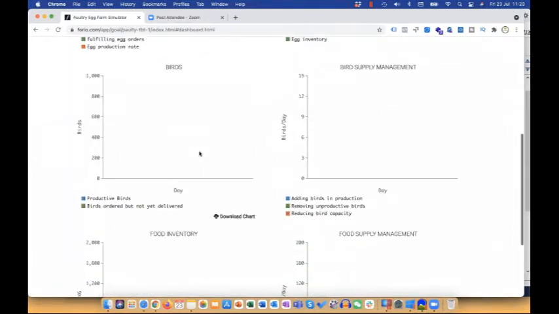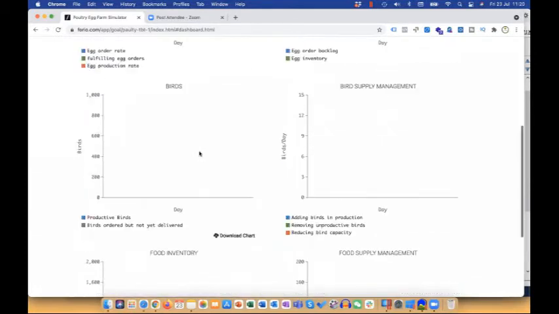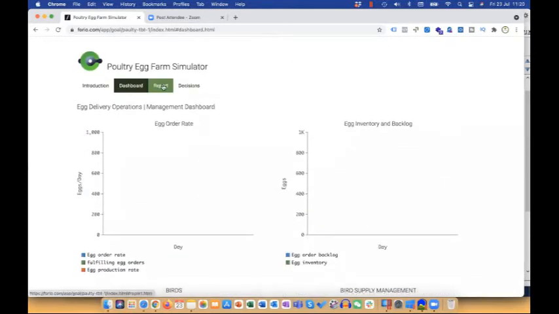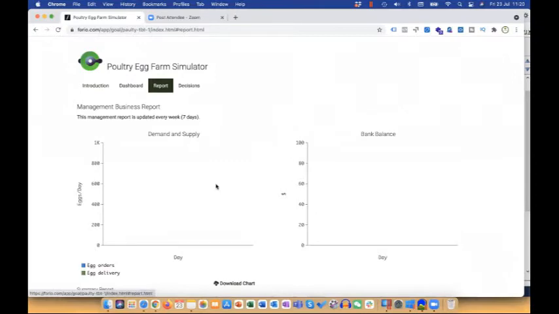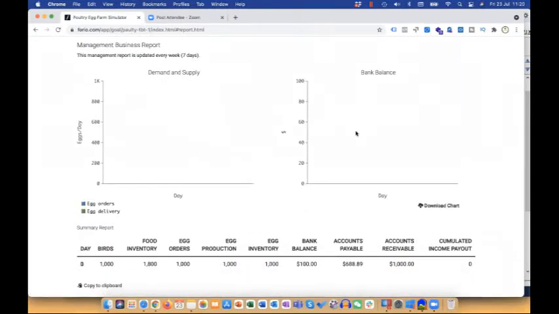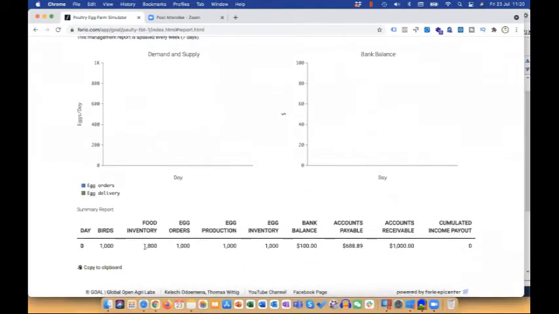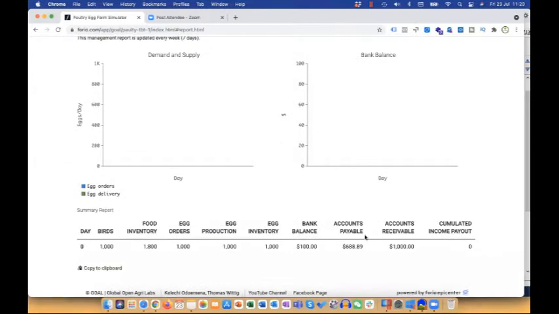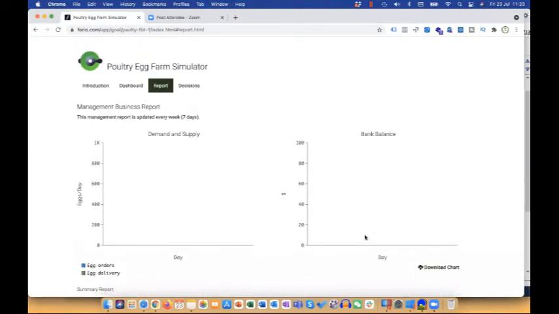I will not explain them in much detail. And there's also a management report. So here you have 2 parts. You have some graphics on the top, and you have a table on the bottom side.